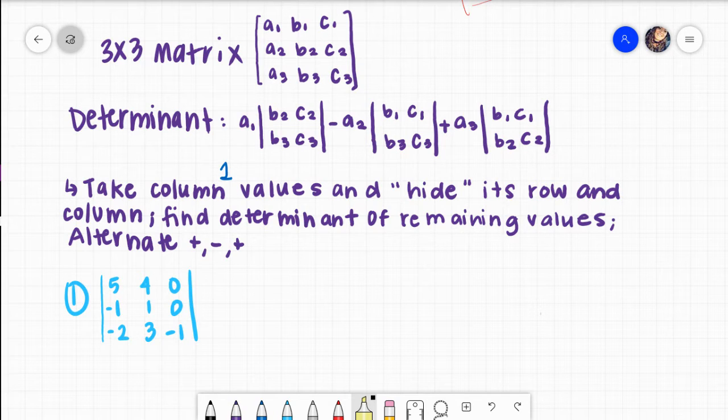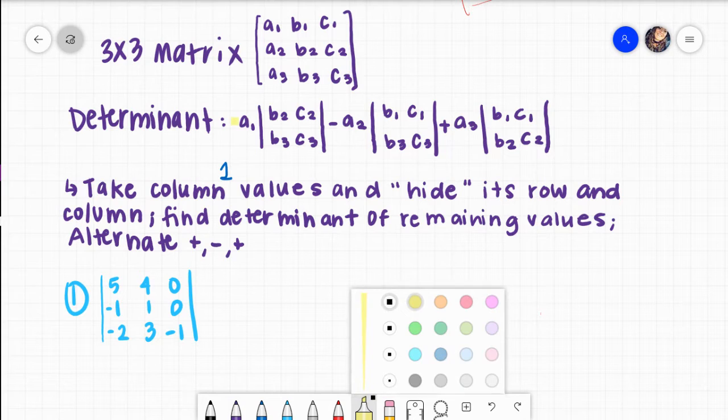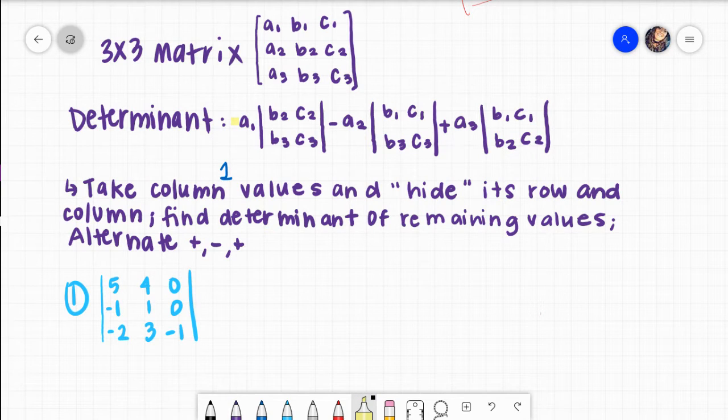Okay, so take column 1 values individually, right? We're going to hide their row and their column. The values that are exposed, the values that are remaining, the values that you see that you didn't cover up, however you want to say it, we're going to find the determinant of those remaining values. And whenever you do this, we actually alternate the negative and positive sign. So here I notice that my leading term is positive, and then I have negative, and then I have positive. If we continued in this manner, we would have negative, positive, negative. We're going to alternate them, okay?